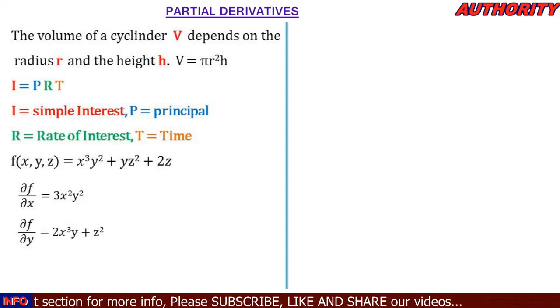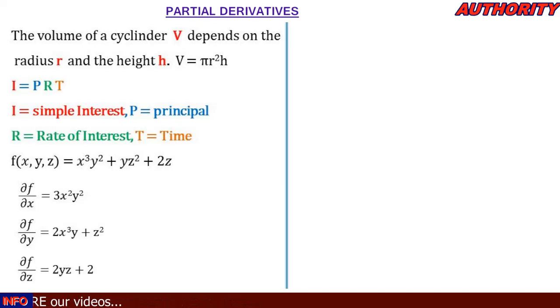Now let's go again. Still in the same function, let's find the partial derivative with respect to z. Okay? That means every other variable that is not z, we take it as a constant. Now let's go. In the first term, we have x cubed y squared. There is no z here. So everything here, we take it as a constant. And when you differentiate a constant, it gives you 0.